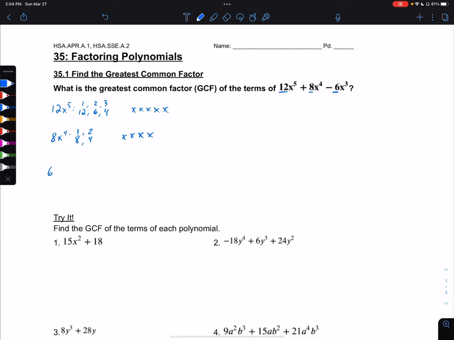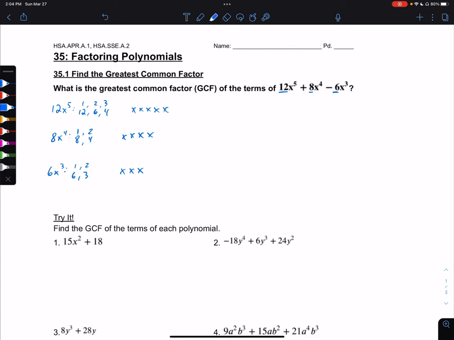And finally, for 6x cubed, we're going to ignore the negative for now. In the next video, I'll talk about what to do with positive and negative numbers. But for now, let's just look at 6x cubed. So the numbers that go into 6 would be 1 and 6, 2 and 3. You could list them individually, but I tend to just write them in pairs to make sure I don't miss any numbers. It just helps me stay a little bit more organized. And then x cubed, there would be 3 x's.